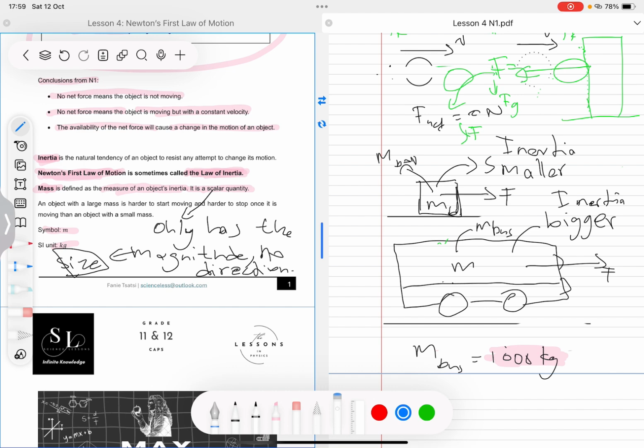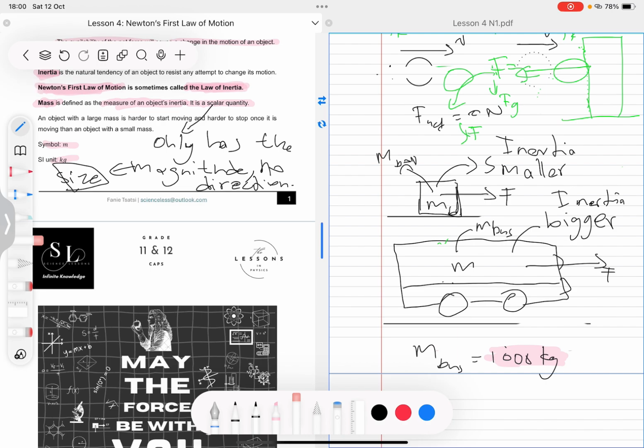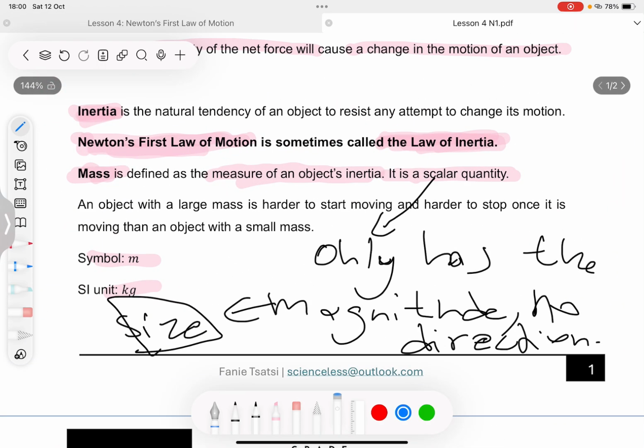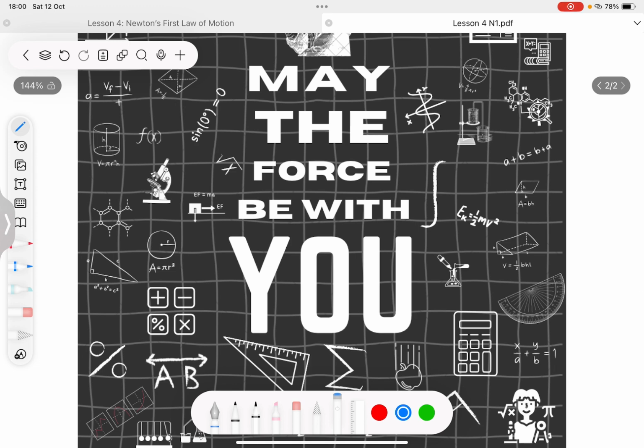Grade 11s and 12s, thank you for being with me on this lesson. This is not really a long lesson, it's a very simple lesson, and I hope it made sense. We'll move on to the second law and the third law in lessons 5 and 6. Then we'll be able to start doing calculation problems.